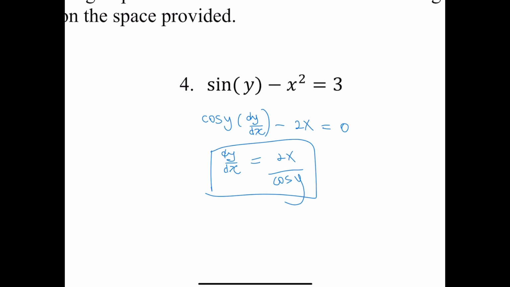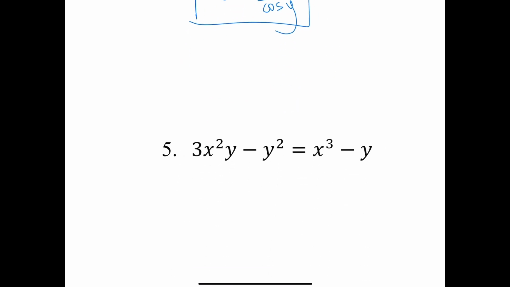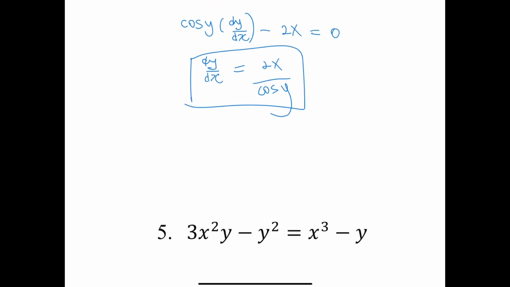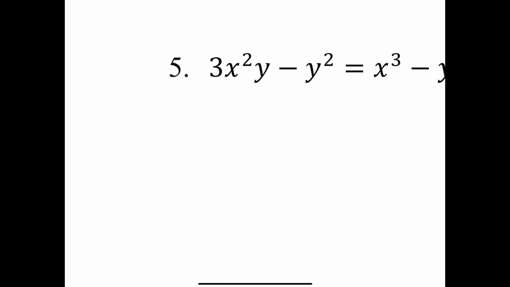So for implicit differentiation, it's a little bit different from the other ones because you actually have y values and x values mixed with each other when finding the derivative value. So if you're getting a mix of x and y's on the other side of the dy/dx, that means you're on the right track. So don't get confused.